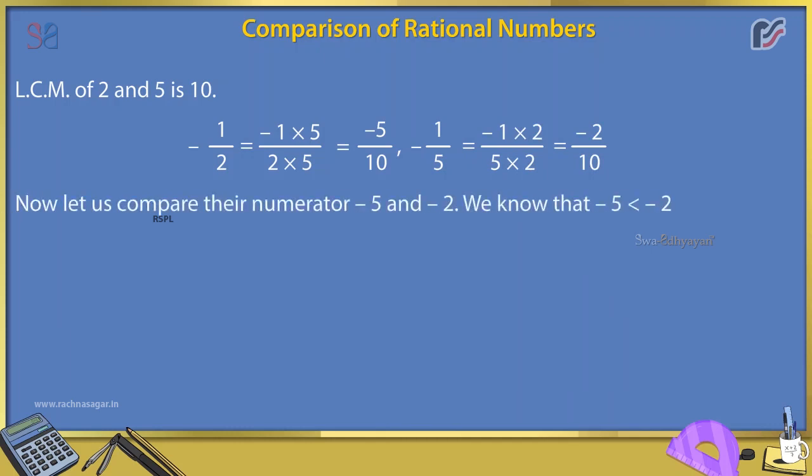Now, let us compare their numerators, minus 5 and minus 2. We know that minus 5 is lesser than minus 2. So, minus 5 by 10 is lesser than minus 2 by 10. Or, minus 1 by 2 is lesser than minus 1 by 5.